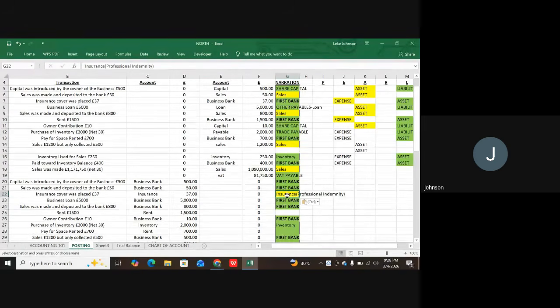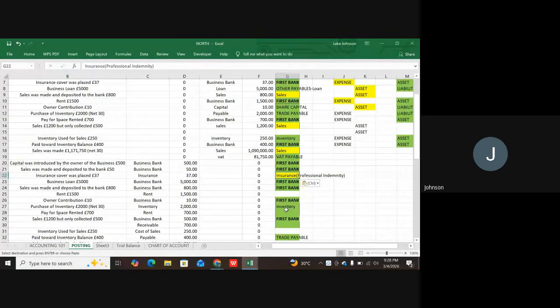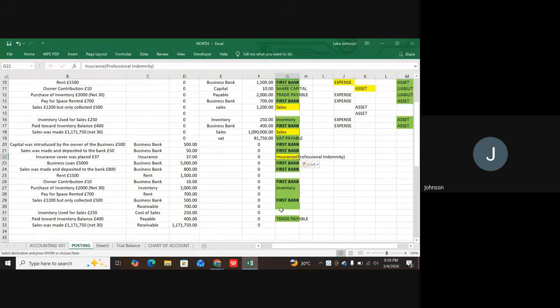Is there any other insurance again? Let's check our posting. This is rent. This is another rent. This is payable. This is cost of sales. This is receivable. So we don't have it over there. So let's look at the next transaction. The next transaction is actually rent. It's also an expense. Am I right?